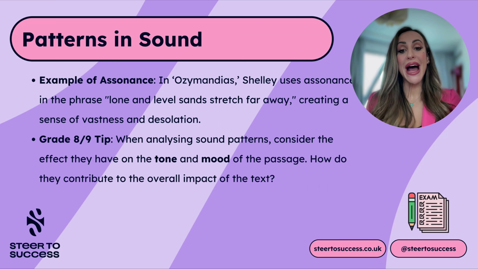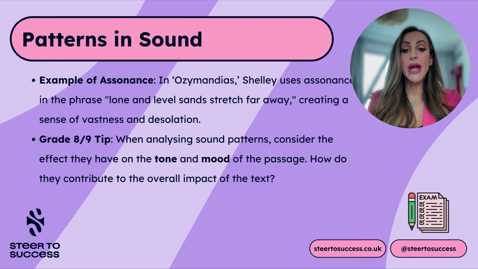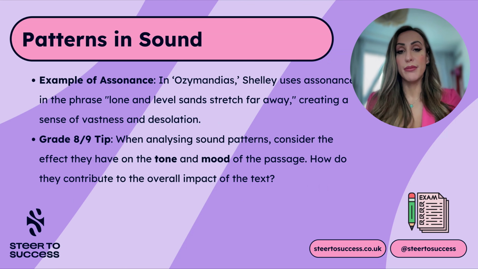And as an example of assonance, in Ozymandias, Shelley uses assonance in the phrase, lone and level sands stretch far away. You can hear those repeated vowel sounds. They don't have to be at the beginning of words. They can be within the words themselves, creating a sense of vastness and desolation. And as a grade 8 or grade 9 tip, when analysing sound patterns, consider the effect they have on the tone and mood of the passage. Don't just feature spot, don't just say that you've identified them. We must comment on the effect. How do they contribute to the overall impact of the text?